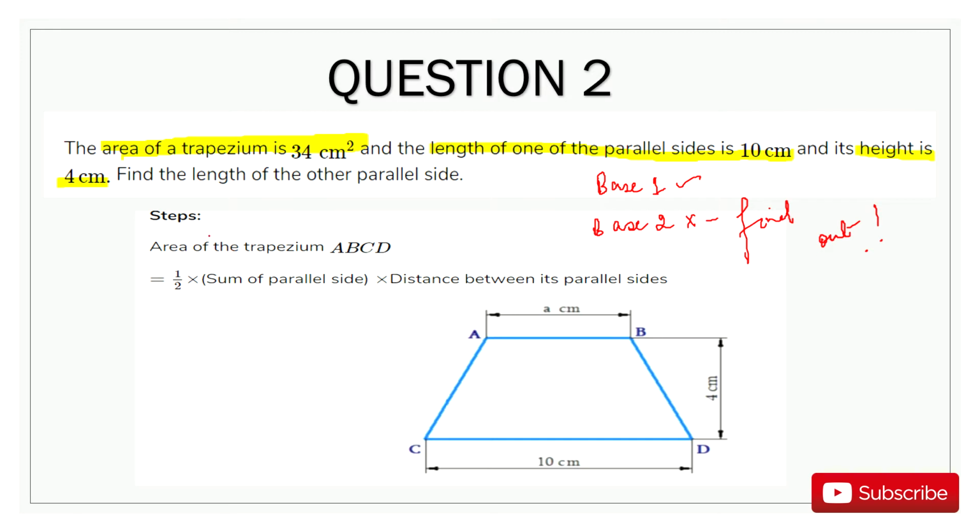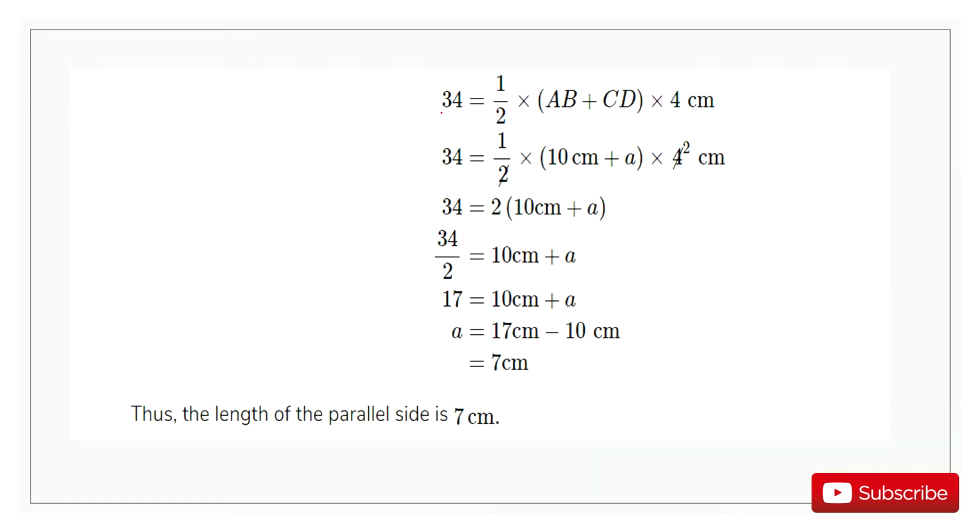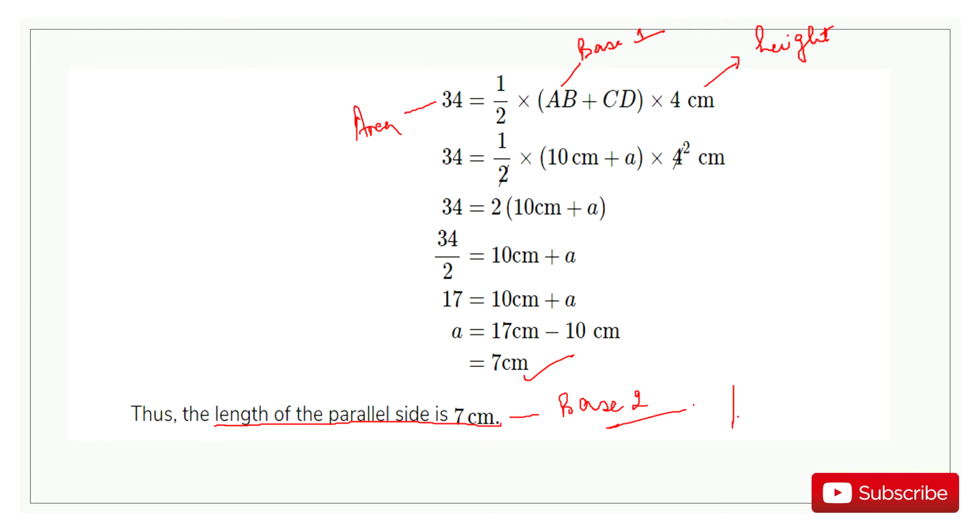My formula again, I have all the values. Area of trapezium formula: half into the sum of parallel sides into the distance between the parallel sides. When I put down the values, this is the area, this is one of the bases, let us say this is base 1 and this is the height. When we put down the values, we get the answer 7 centimeters. So the length of the other parallel side, base 2, which is 7 centimeters, is my final answer.